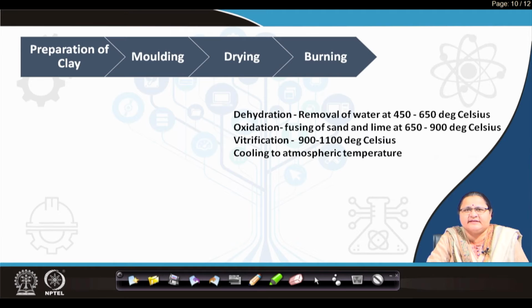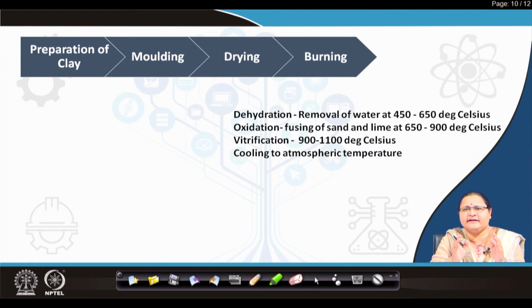Now, let us see what happens here. There are 4 stages, as you can see. The furnace can take temperature up to 1100 degree centigrade, 1200 degree centigrade, but it takes gradually. The first part is the dehydration of these bricks. Around 450 degree to 650 degree centigrade, the water is getting removed. After that is the fusing process, where the oxidation of silica and lime with alumina, all these things happen to make it a consolidated whole.